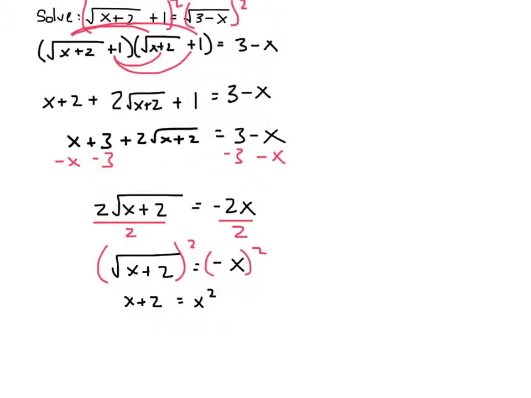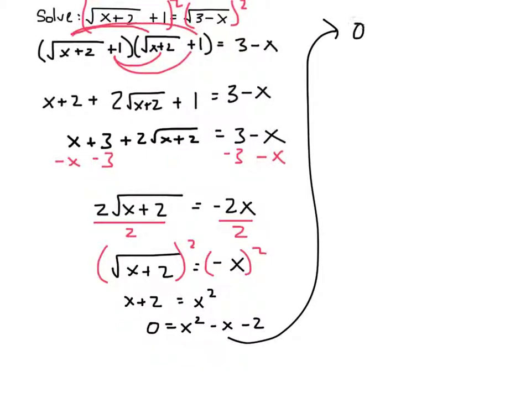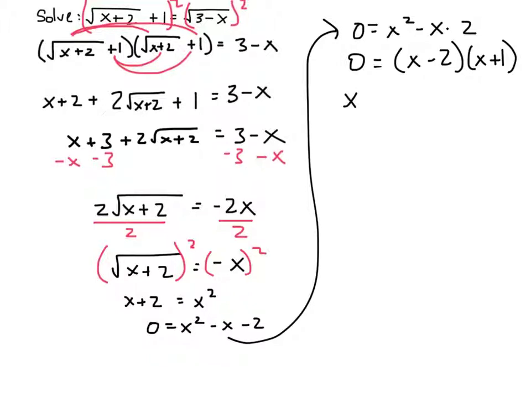Okay, I have an x squared and an x, so I'm going to have to factor this. To factor, I need to get everything on the same side. So I'll leave the x squared where it is and say 0 equals x squared minus x minus 2. What two numbers multiply to negative 2 and add to negative 1? That'd be a 2 and a negative 1. So 0 equals x minus 2 times x plus 1. So my solutions before checking them are x equals 2 and x equals negative 1.